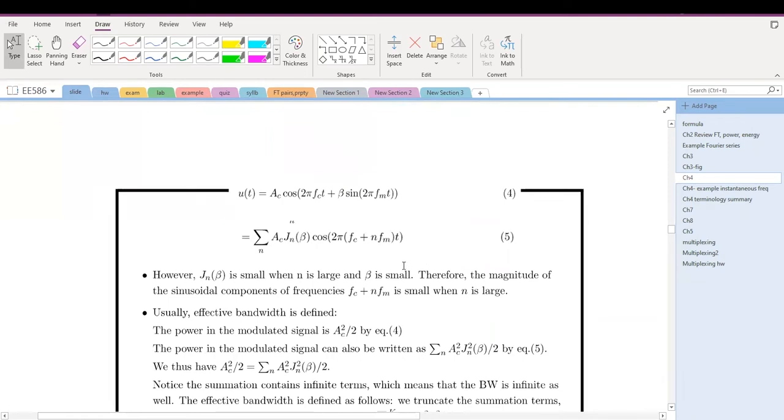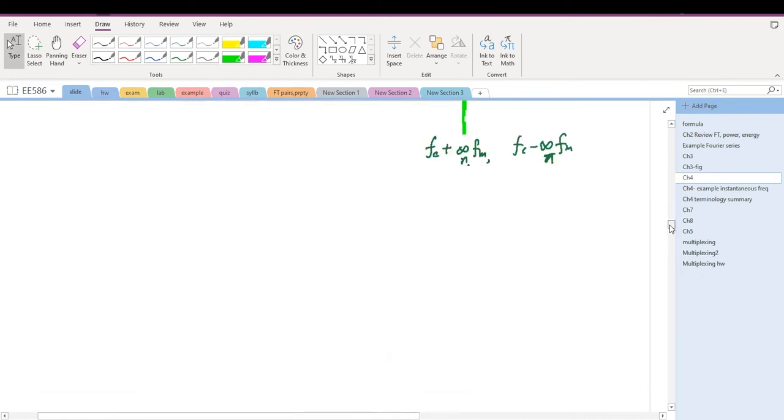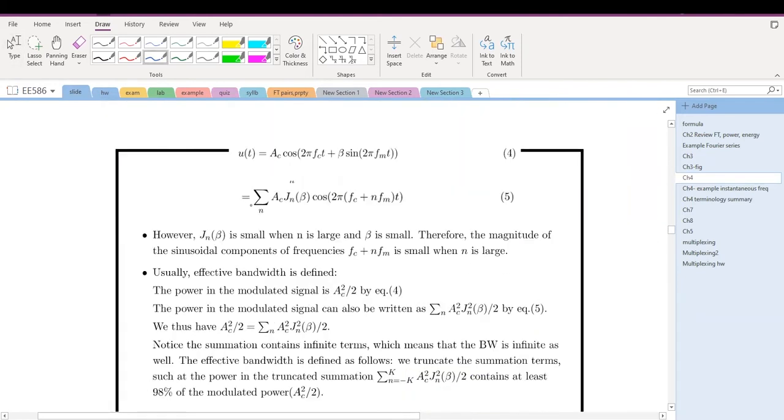We want to look at the power of the modulated signal. This is the original modulated signal, from equation 4. The transmitting power for this modulated signal is simply Ac squared divided by 2. And from the derivation using Fourier series, the transmitting power contained in the message is from equation 5. So the power contained in equation 5, this infinite sum of cosine signals, I call it P5, equals the summation of n running from minus infinity to infinity, and for each cosine signal, the magnitude squared divided by 2. That's the power in equation 5.